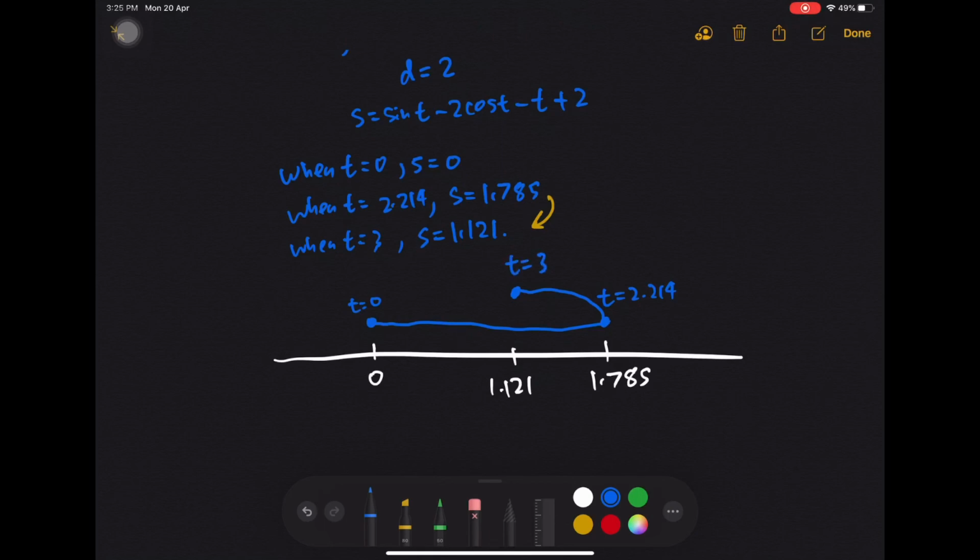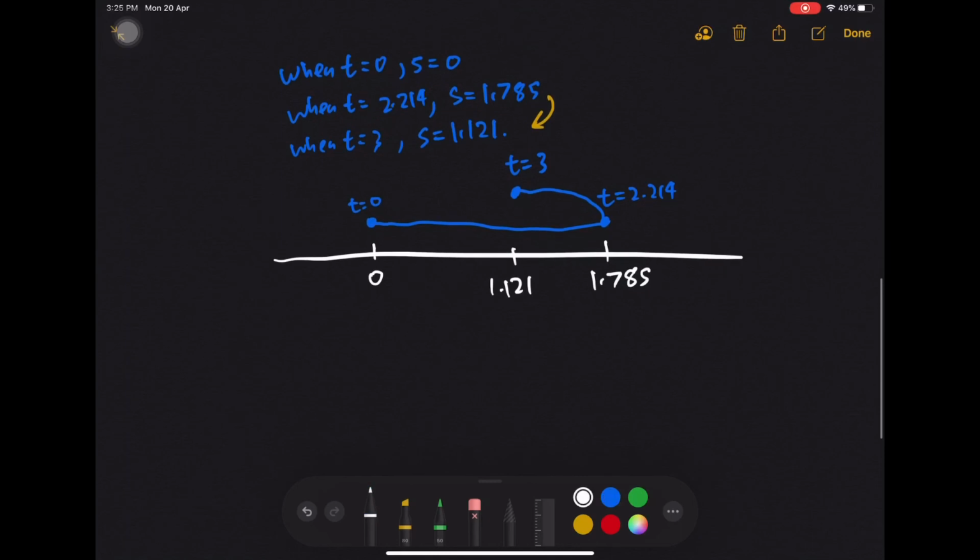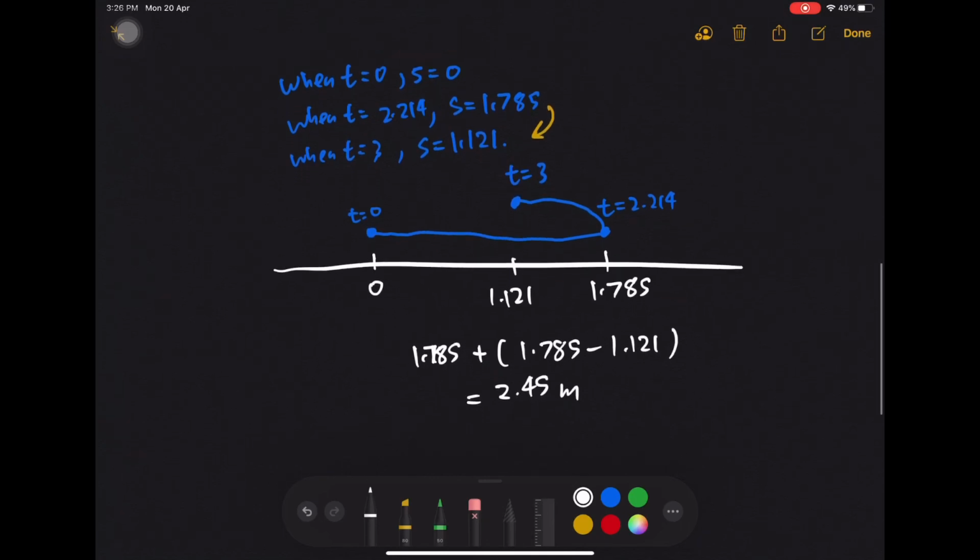And you're going to just find the distance. You're going to add all these things up. You get 1.785 plus 1.785 minus 1.121. And you're going to add this up together. You get 2.45 meter. So this is the answer, 2.45 meter, when the particle takes from 0 second all the way to 3 seconds, the total distance covered.